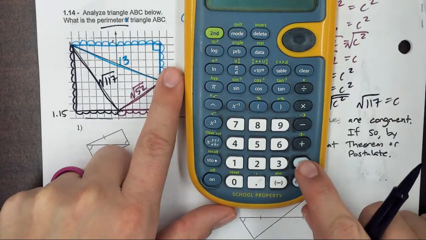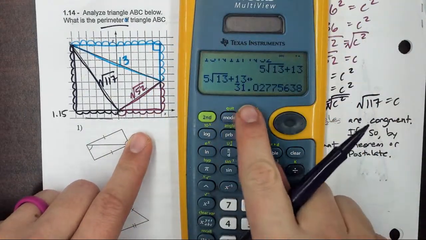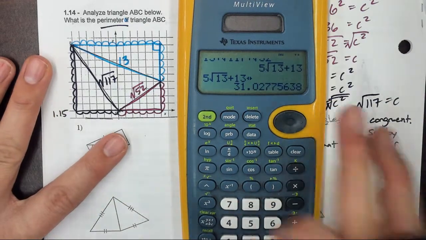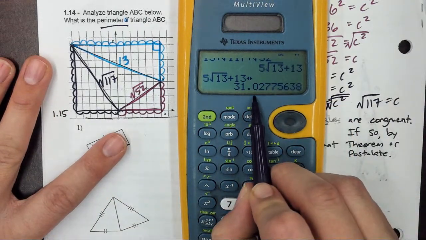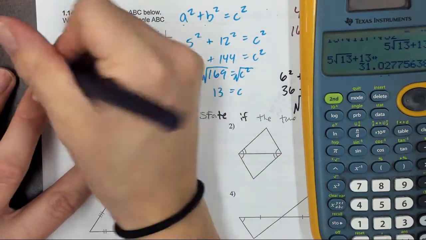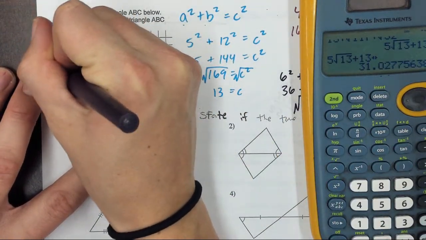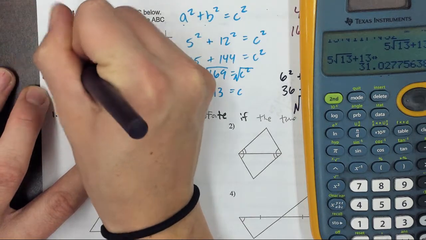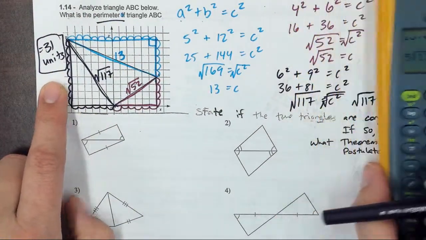We want decimals again, hit the arrows. 31.02. So if I said the nearest tenth is at the 0, but we use the 2 to help us round. It's not big enough to help us round, so your answer is 31 units. Not squared, we're not doing area, just units.